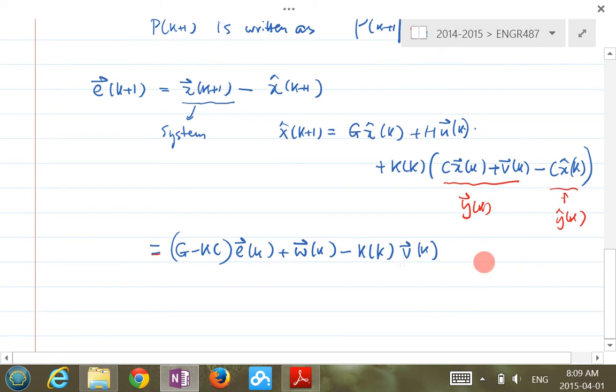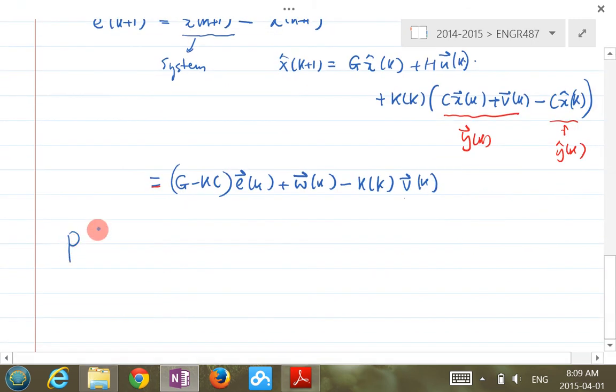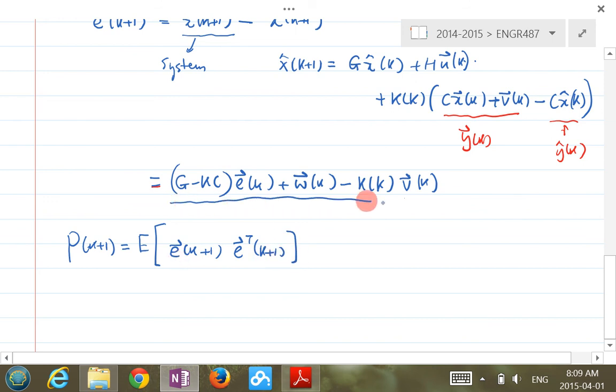Okay, so then we plug it into the P matrix. Expected value. So you basically plug in this quantity over here and here. You take a transpose, of course. Okay, so that's your P matrix here.